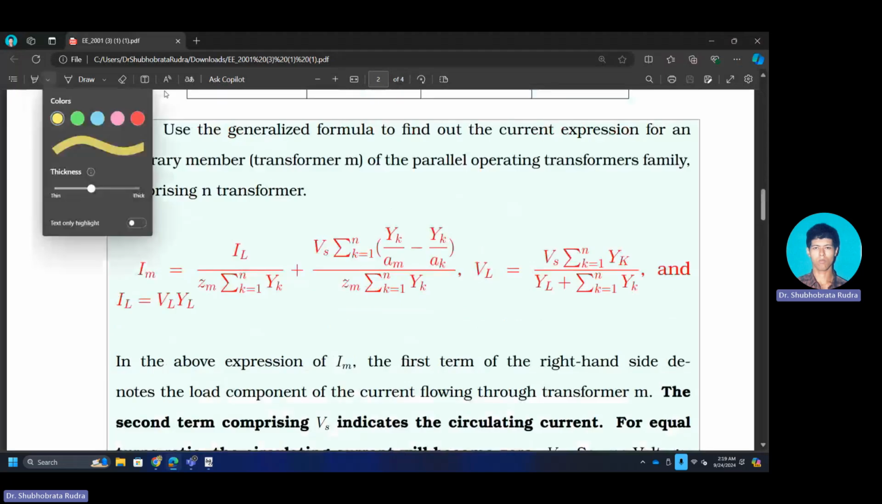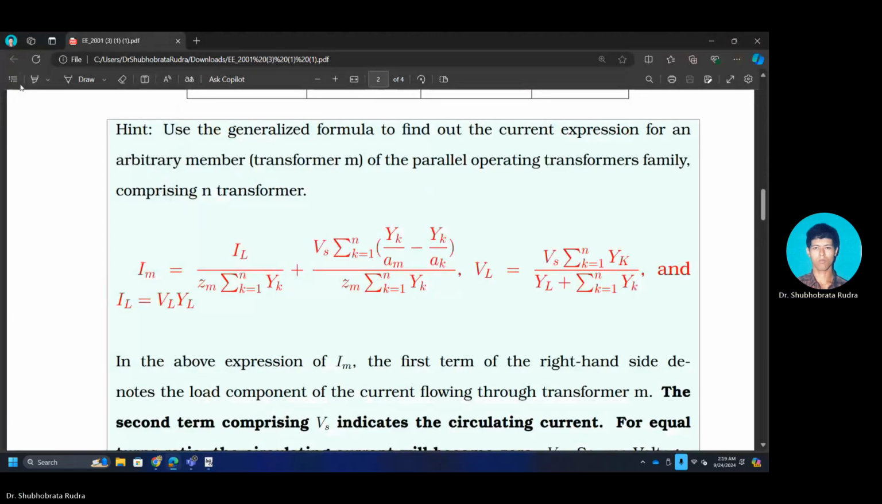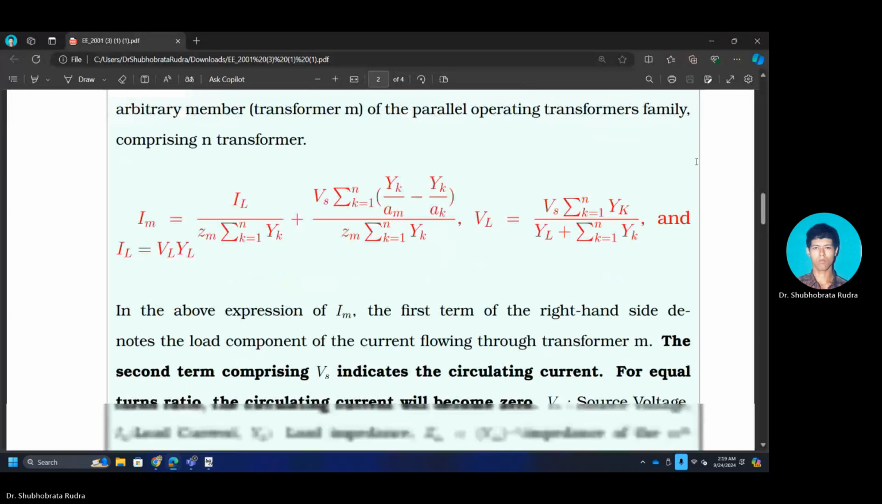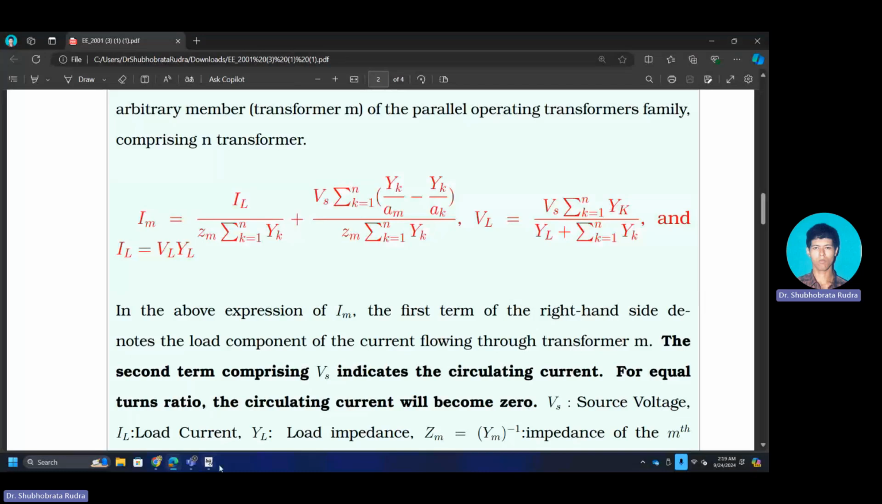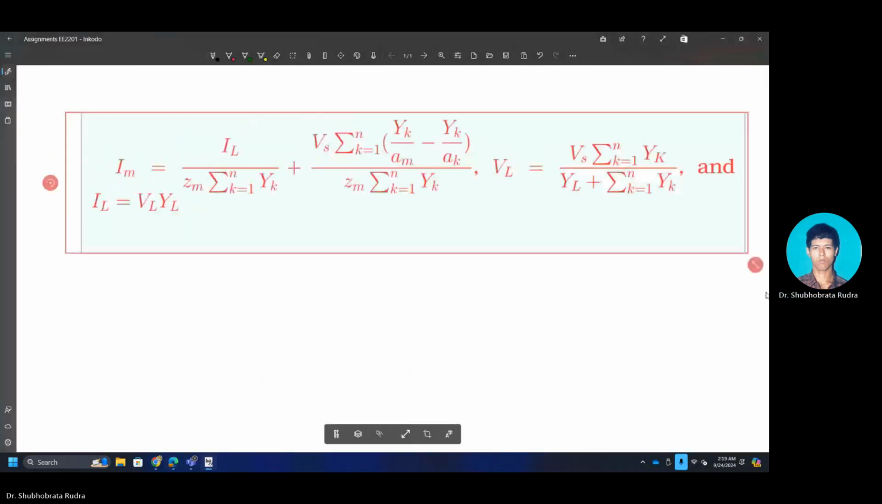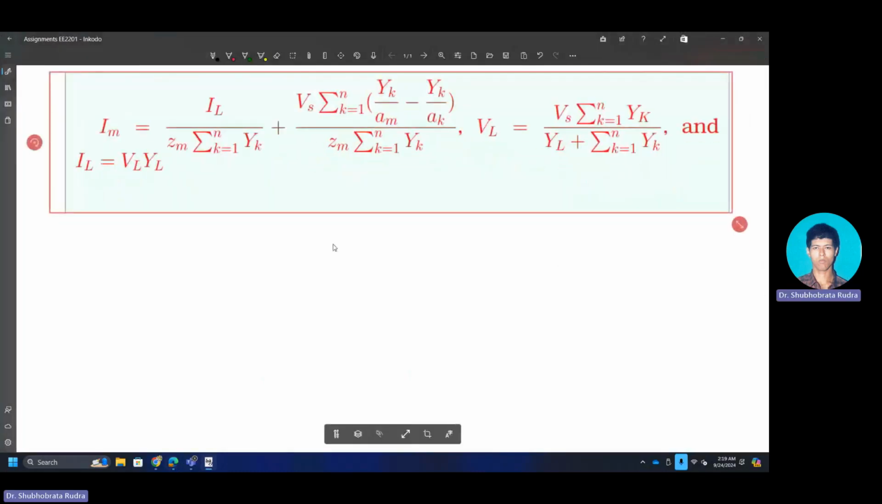Just a minute, let me check whether we can take some kind of... Okay, let me just try this. So this is the formula that we are going to use here for all our cases. Now I am directly going to problem number 2.